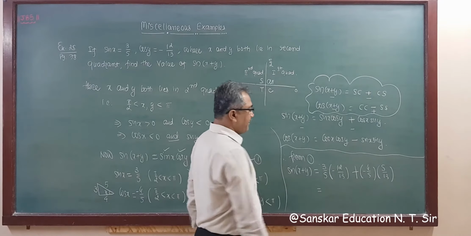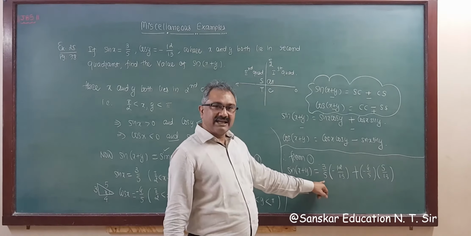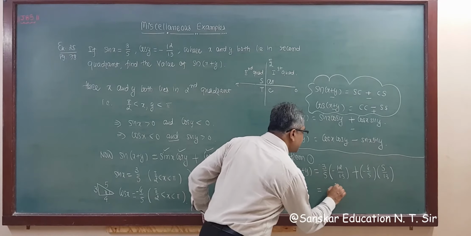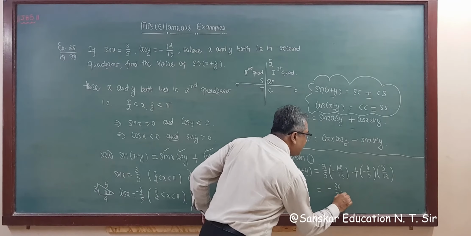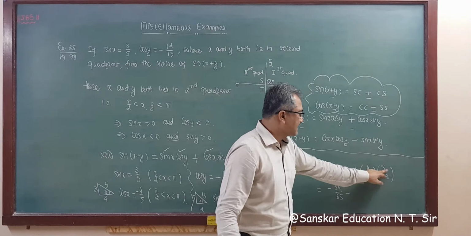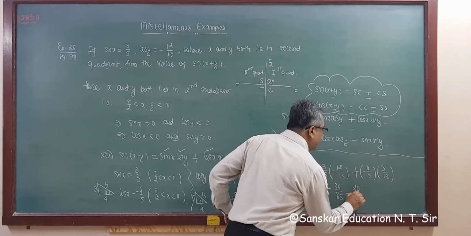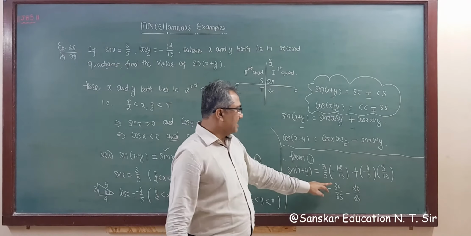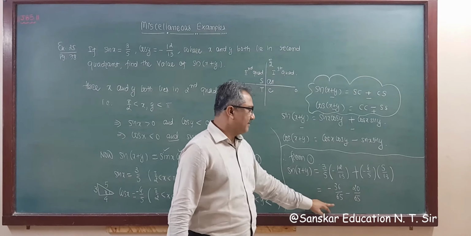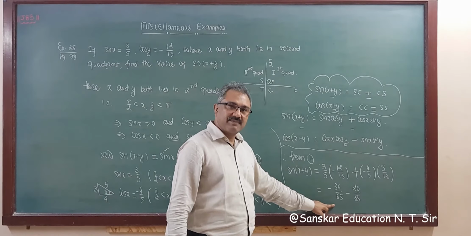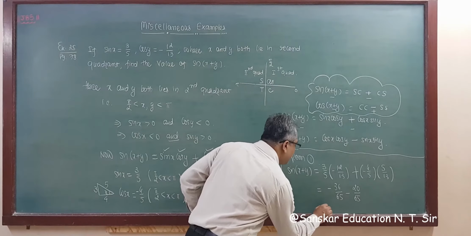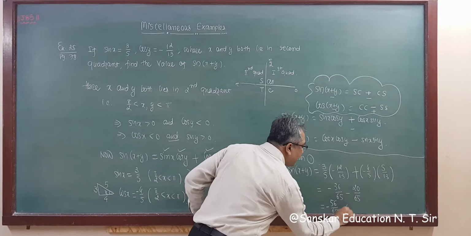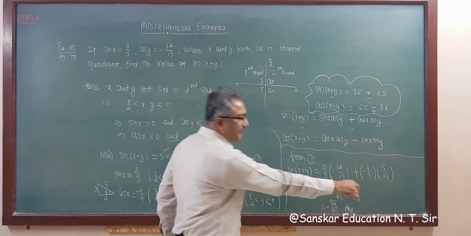So the answer will be, 13 into 5 is the LCM, so minus 12 into 3, that is 36. So minus 36 divided by 65, and again minus 20 divided by 65. So 65 is the LCM, and 36 plus 20 is 56, divided by 65. So the answer will be minus 56 divided by 65. This is your answer.